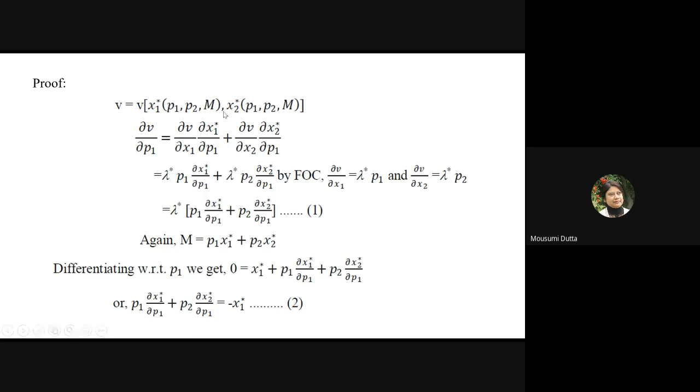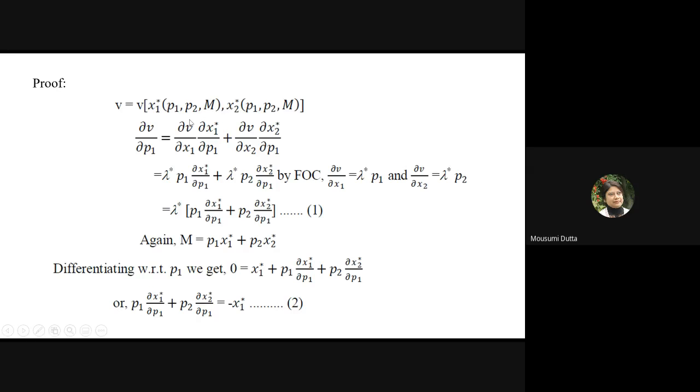Plus, in x2 also there is p1. So del v by del x2 into del x2 star by del p1. So this will be the expression. If I take the derivative with respect to p1, it will be del v by del x1 into del x1 star by del p1 plus del v by del x2 into del x2 star by del p1.